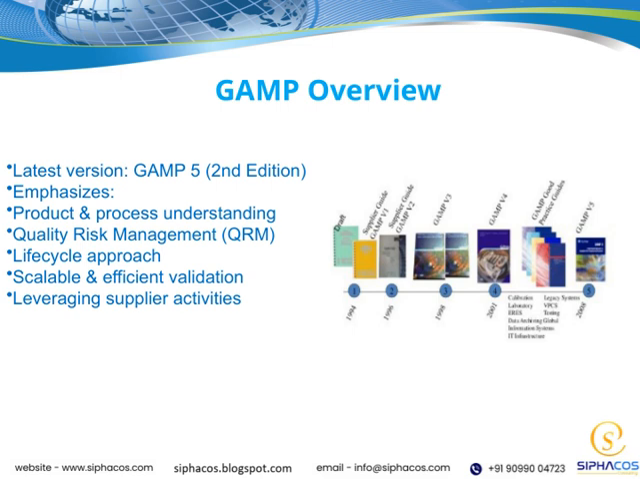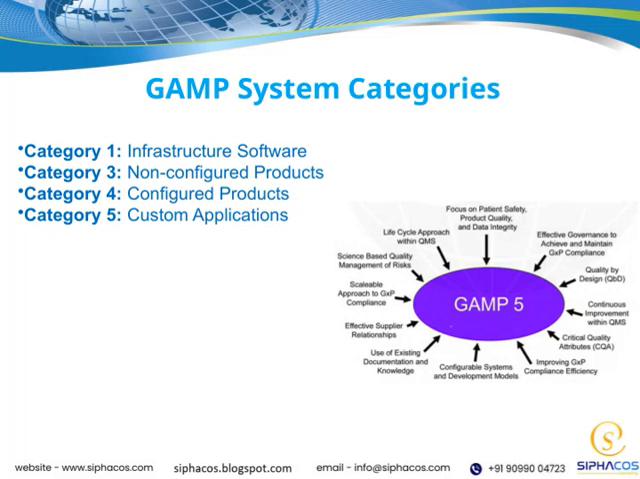Let's take a closer look at the GAMP system categories, starting with Category 1, which is infrastructure software. This includes the foundational systems like operating systems, database management systems, and other core software that support the environment where our applications run.